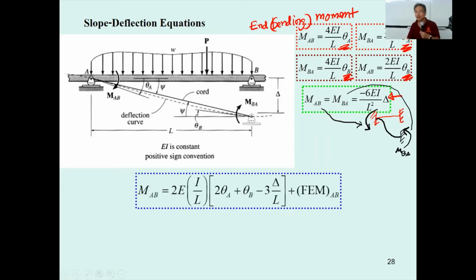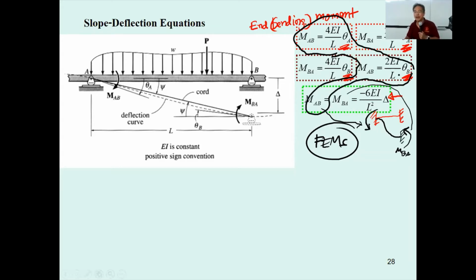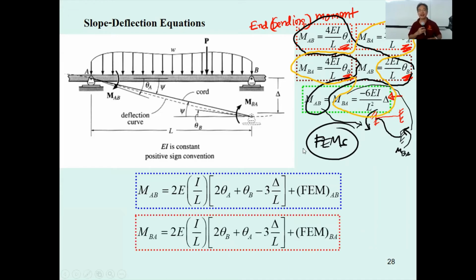And the last part is due to the forces. That's going to be the fixed end moment that I just mentioned. So when you combine them together, M sub AB combined together, you will get the first equation with the fixed end moment AB. And if you combine M sub BA over here and BA over here together, you get this one. Please understand this.